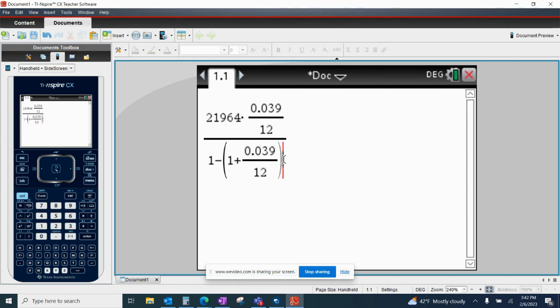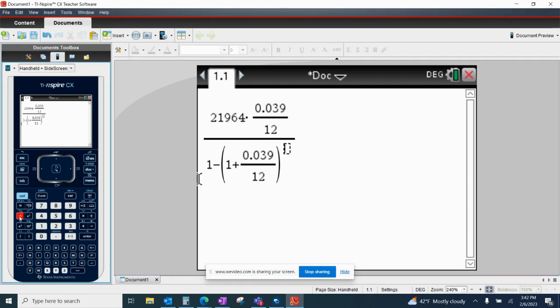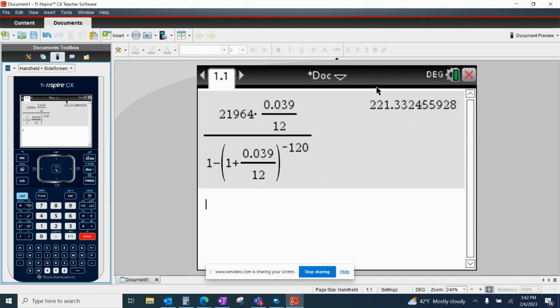And then you got to get outside of the parentheses, but you got to stay in the denominator, and then hit this up arrow key right here to get to the exponent. And then we're going to use a negative, and then this is going to be the number of monthly payments. In this problem, there were 120 monthly payments. We press enter, and we've got our final answer here. This was $221.33 for the monthly payments.